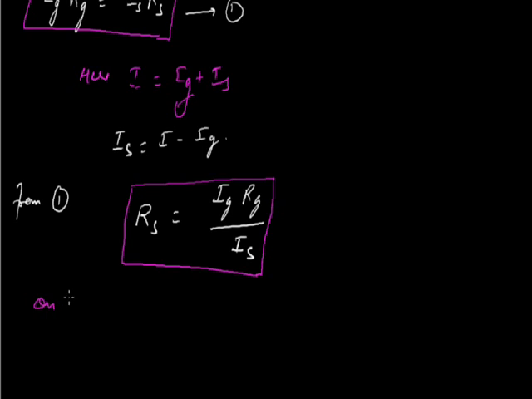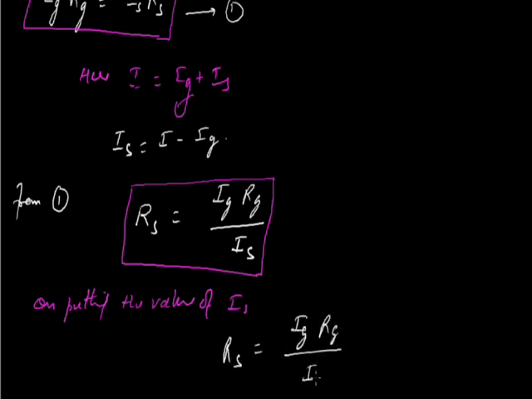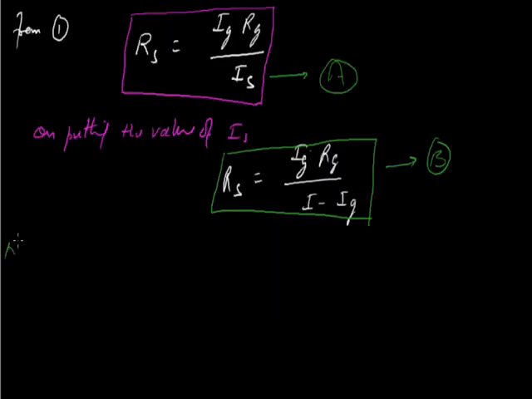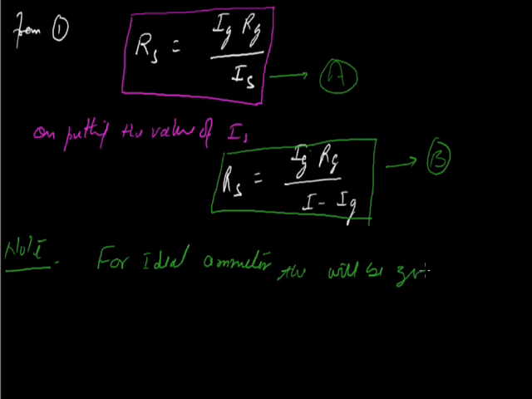On putting the value of Is, Rs will also be Ig into Rg divided by I minus Ig. This expression suppose A, this expression is B. Note: for ideal ammeter, the resistance will be 0. Means the resistance of ideal ammeter is 0.